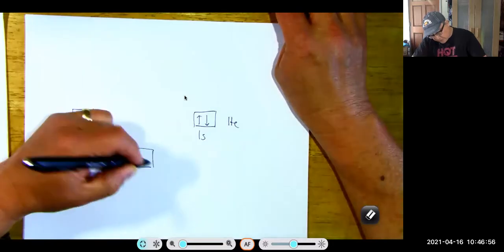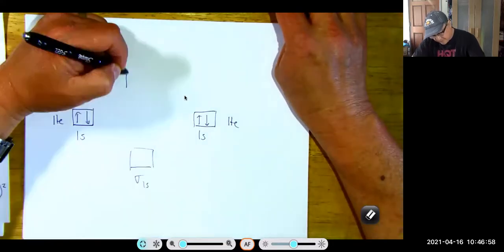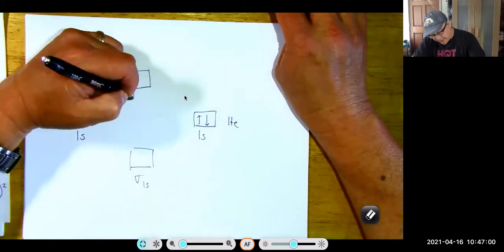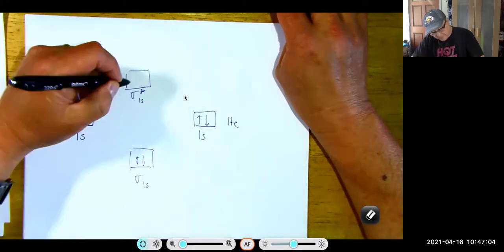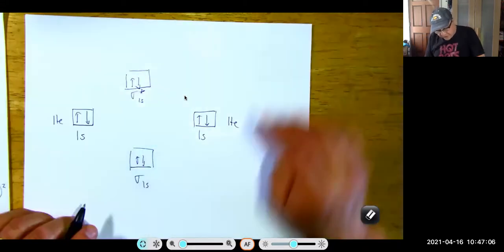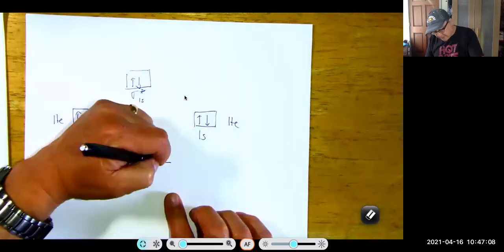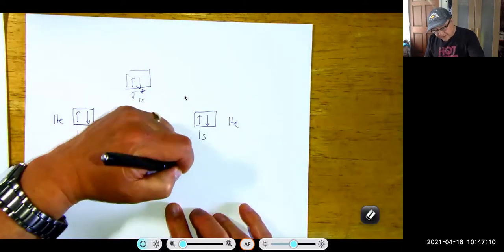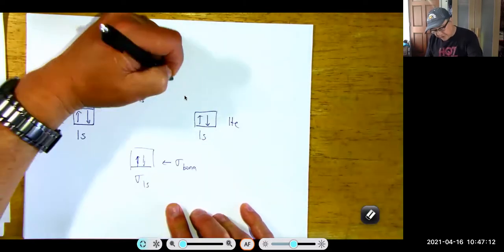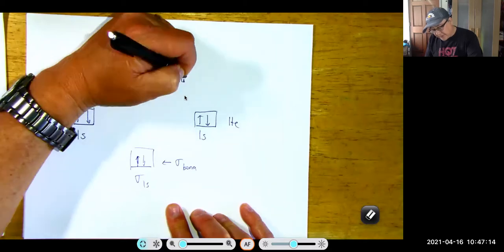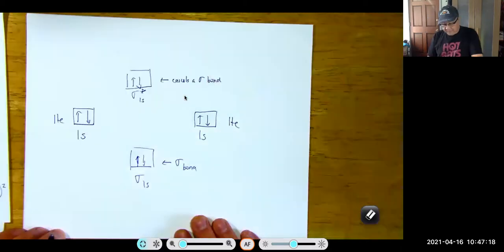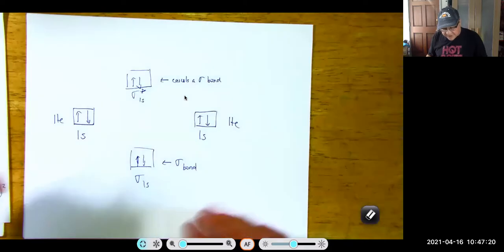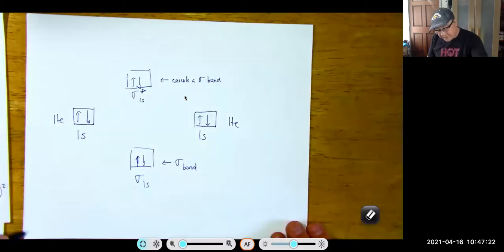Here's the sigma 1s. And here's the sigma star 1s. So can you see here that this is a sigma bond? And this cancels a sigma bond, right? So how many bonds does He2 have?